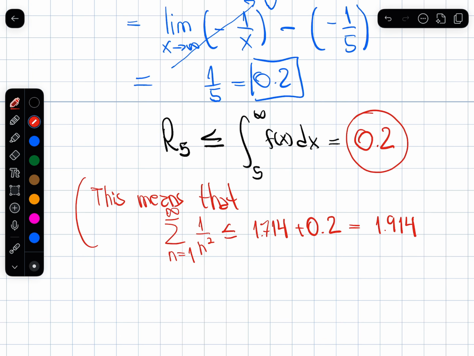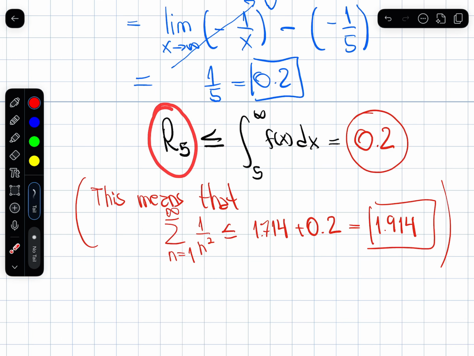1.714 plus 0.2 is 1.914. So at most, this is what it is. This is the maximum error that I have. But also, there's a minimum error that I could have.